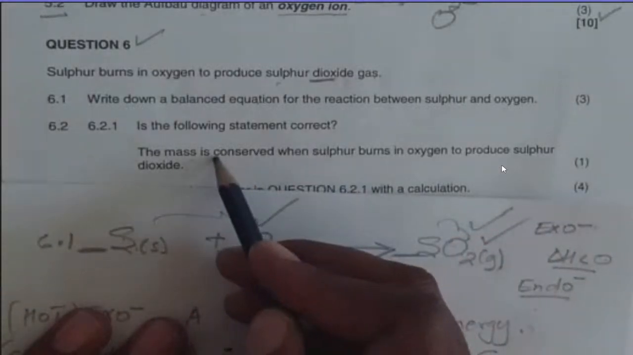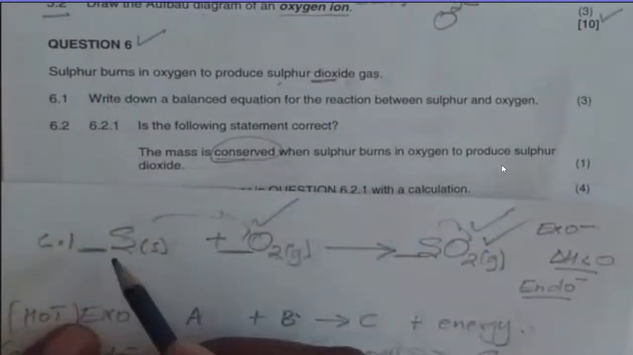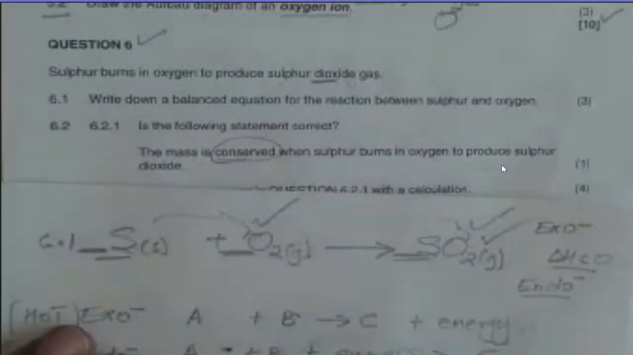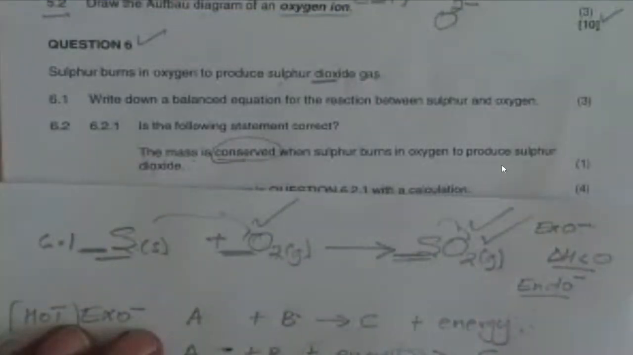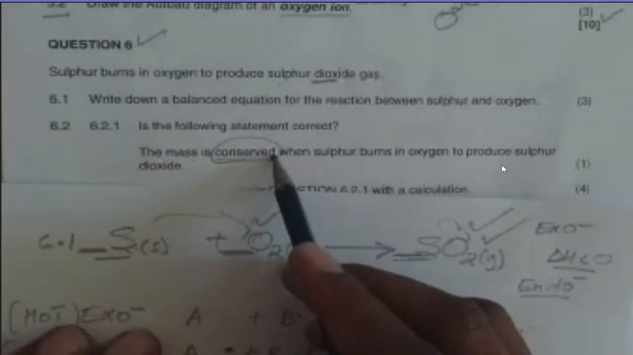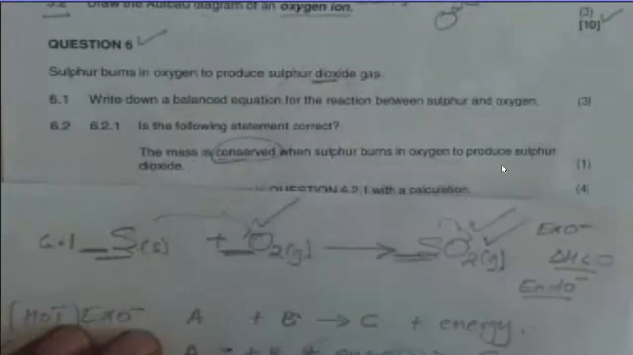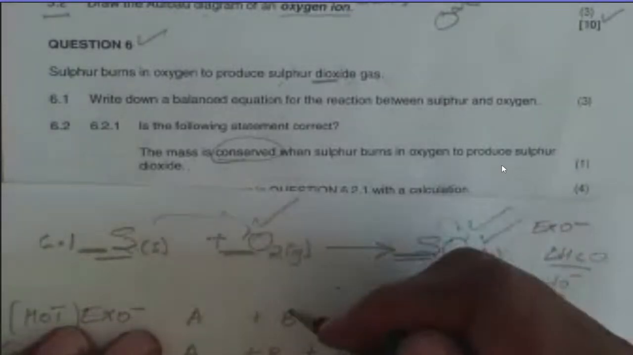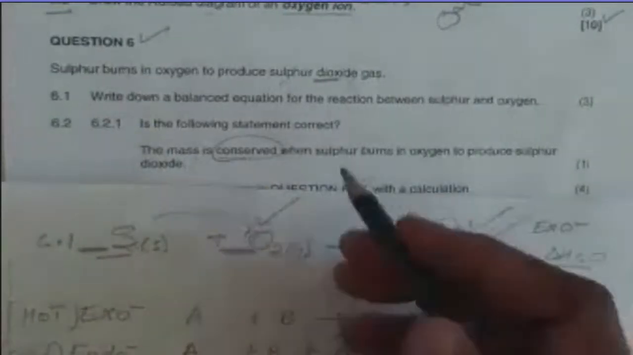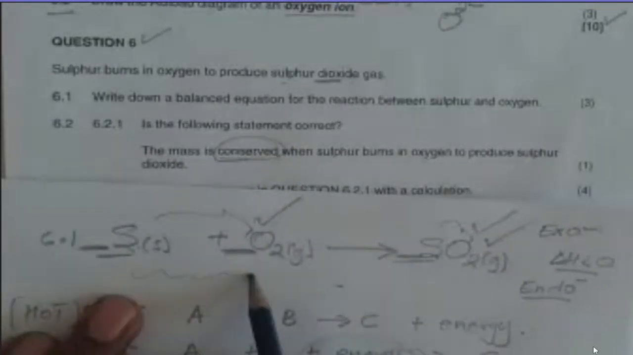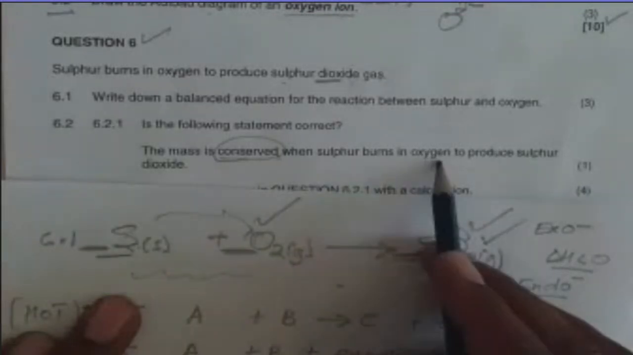So now the statement can only be correct if this is balanced. But if it was not balanced, it will be incorrect. So now the mass is conserved, meaning this is the conservation of mass. If they ask you to state the conservation of mass, the total mass in an isolated system remains constant. So look at the conservation of mass. The mass is conserved, meaning the reactants and the product will be the same.